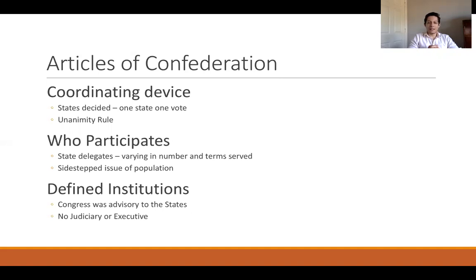Now, only the state delegates could actually participate in this national Congress, if you can call it that. And even this Congress, its role was only advisory. It could pass laws, so to speak, but it was at the state's discretion whether or not they would follow those laws. True power under the Articles of Confederation was entirely at the state level with the state legislatures. The role of the National Congress was solely advisory, very weak, and it did not have what we would conceptualize as a judiciary or an executive.